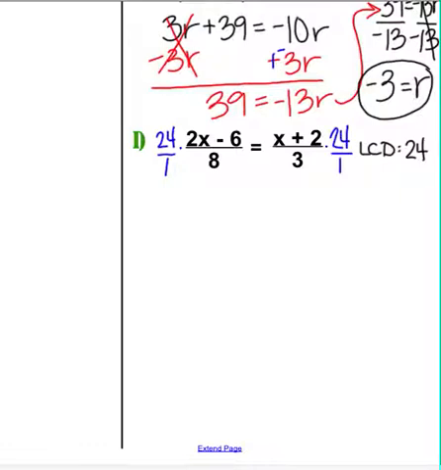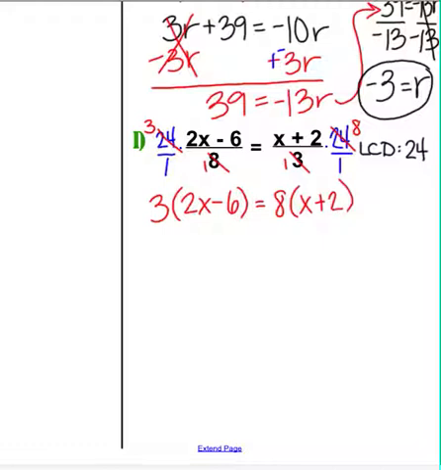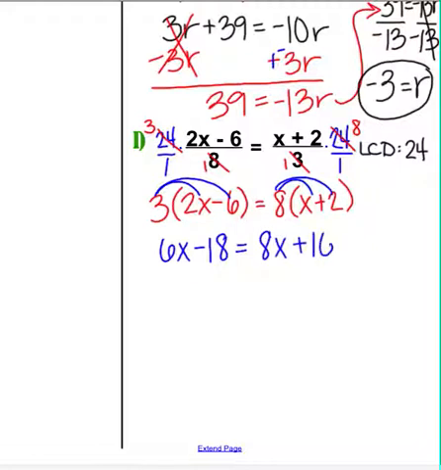Now when I cancel to simplify things out, 24 and 8 are divisible by 8, giving me 3 in place of the 24. 3 and 24 both divisible by 3, giving me 8 in place of the 24. So now I have 3 times (2x minus 6) equal to 8 times (x plus 2). So we'll bomb out the 3 to get 6x minus 18, and we'll bomb out the 8 to give me 8x plus 16.